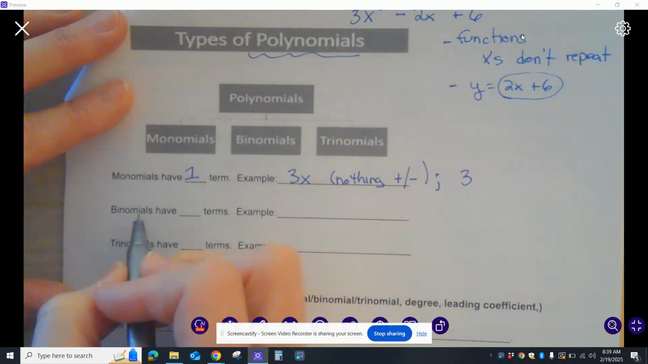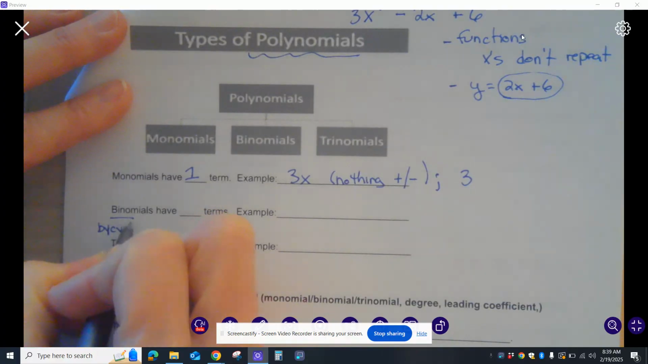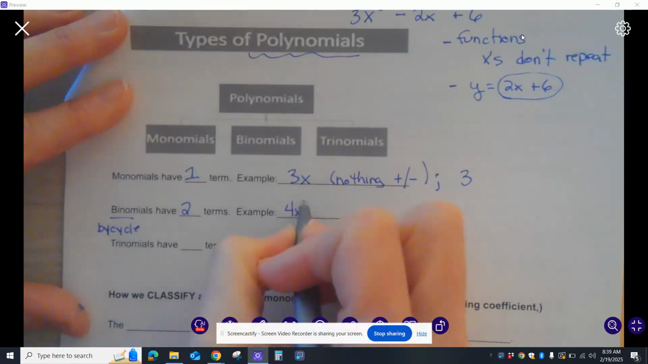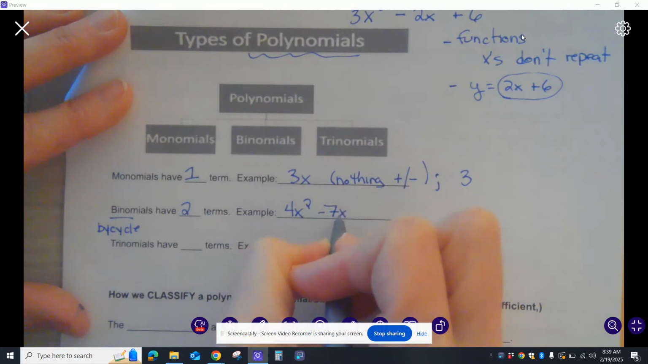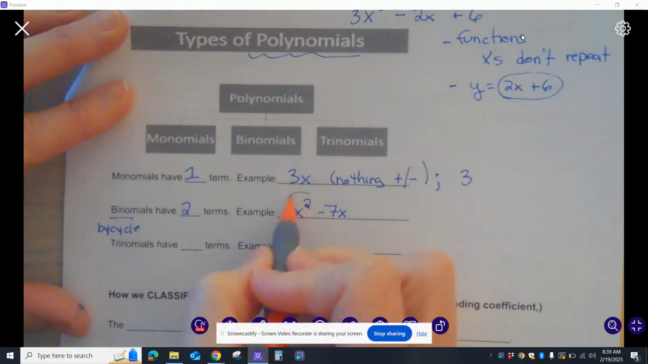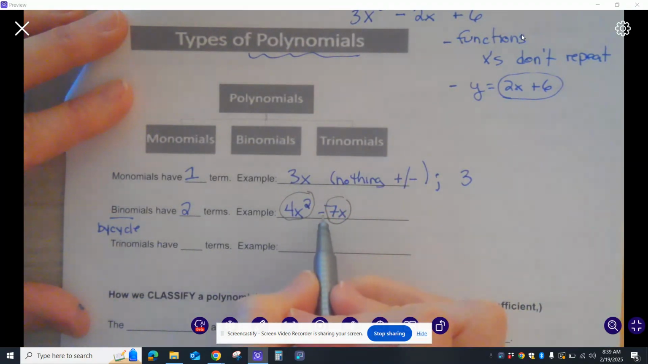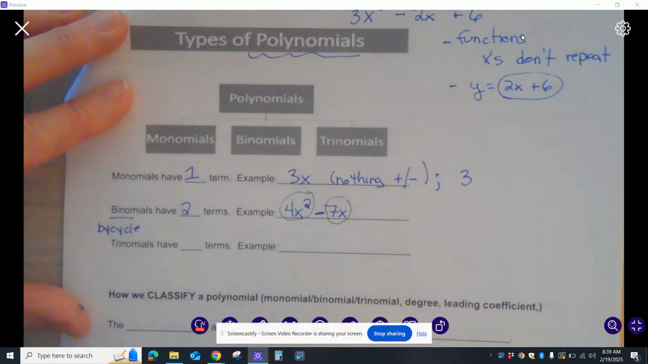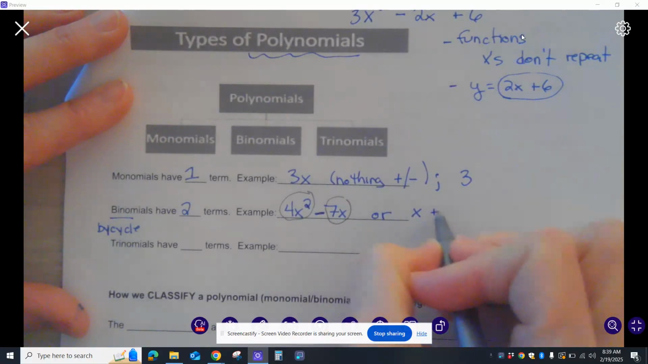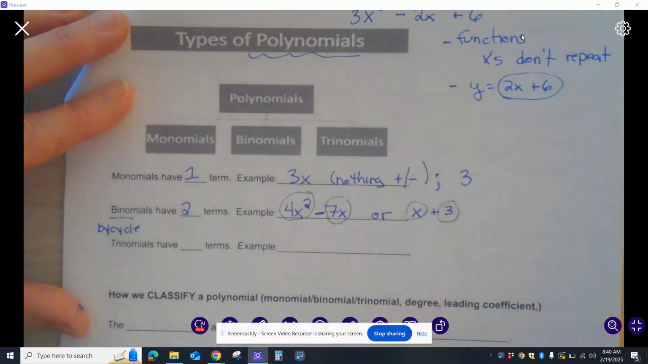Okay, binomials, I want you to think of a bicycle. Bicycles have 2 wheels, so this would have 2 terms, added or subtracted together. The terms: this is the first term, this is the second term. Anything separated by an addition or a subtraction. So there's one example. Could also just look like this, x plus 3. There's my addition, that's a term, that's a term.